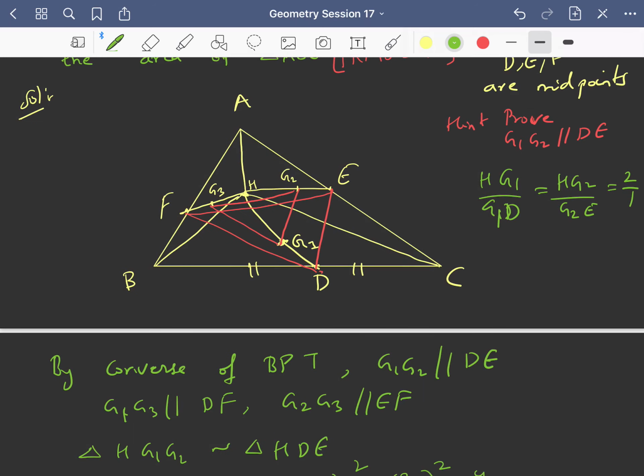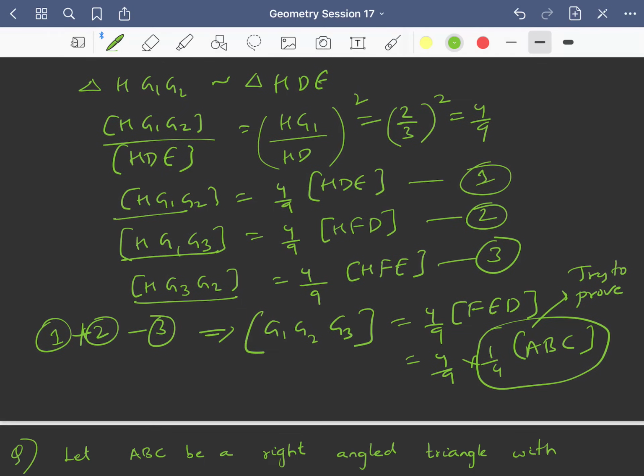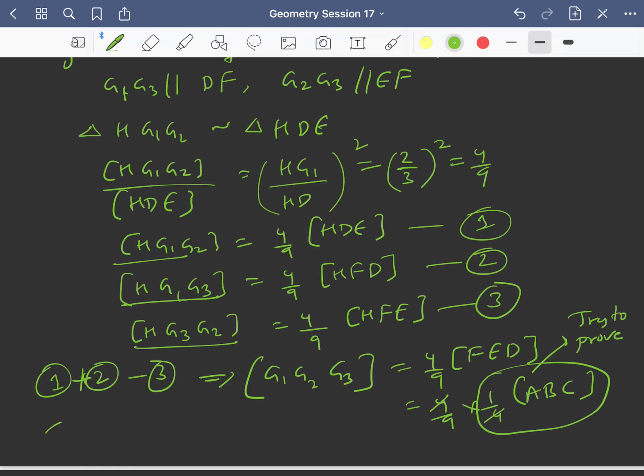But the area of FED is 1/4 the area of triangle ABC, because this is the medial triangle of ABC. It is pretty simple. This is a parallelogram, this is a parallelogram, and we have already proved this. So the area of FED is 1/4 the area of triangle ABC. If you don't know this, try to prove it. Then the 4 and 4 get cancelled. So the area of triangle ABC is 9 times the area of triangle G1G2G3, which is 9 times 7, that is 63.